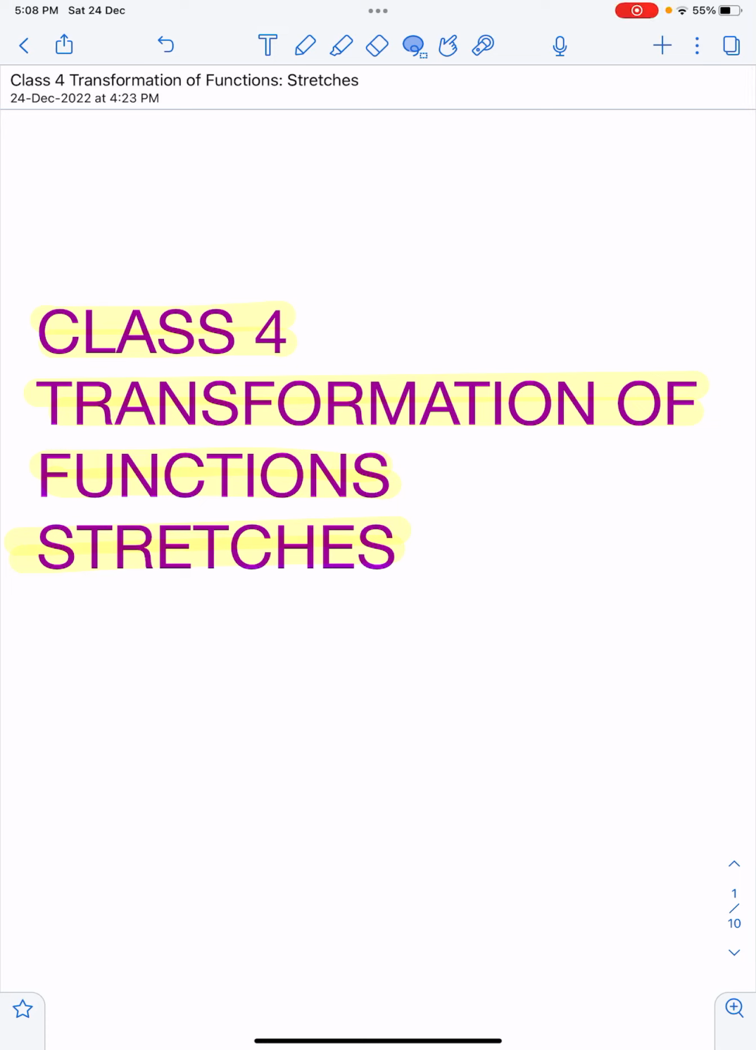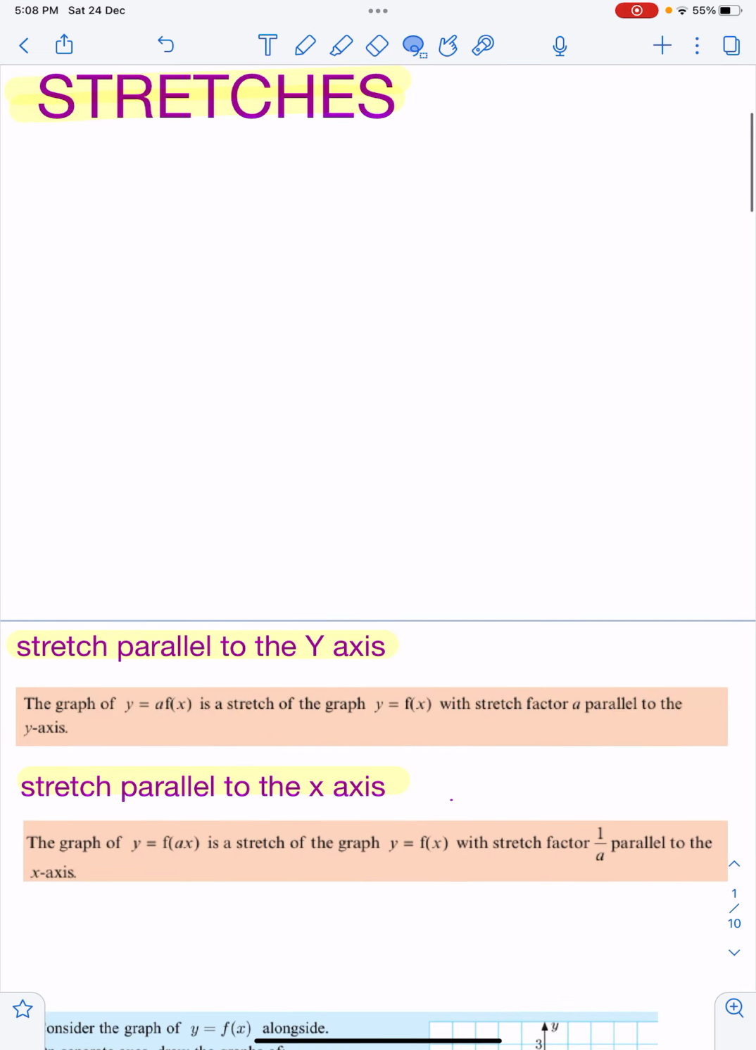Assalamu alaikum. This is the fourth class of transformation of functions of the P1 course. Today we are going to start with the stretches.